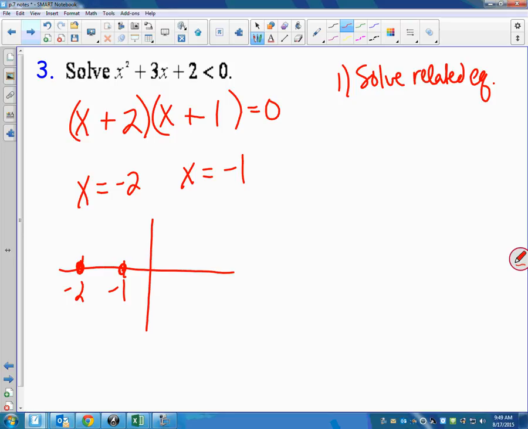And maybe remembering a little bit more, could you tell me which way this is going to open? Up, because x squared's positive. If it's negative, it opens down. Remember that? Which means it's going to look something like that. I don't really know exactly where the vertex is, but I'm just winging it. When we're solving an equation, all we care about is exactly where it touches. So that's why our answers are -2 and -1, and we move on.